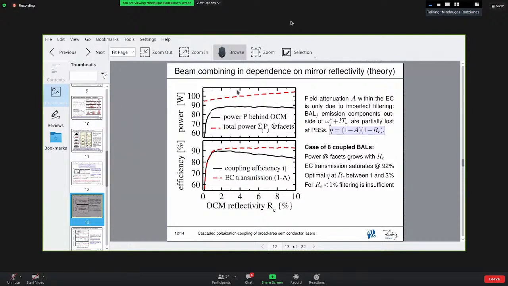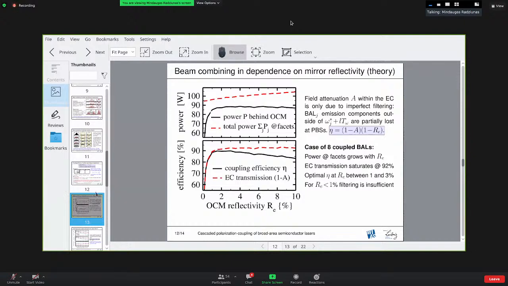emission efficiency in principle consists of 2 parts, two multipliers. That means eta contains a factor which is in principle transmission through the external cavity, this 1 minus RE, and another factor which is transmission through the cavity, where A stands for losses within the cavity due to imperfect filtering.